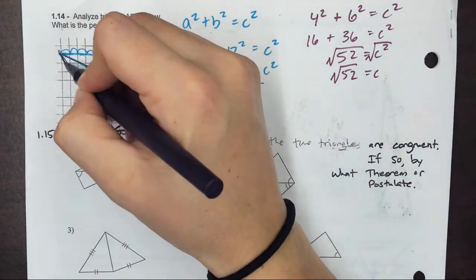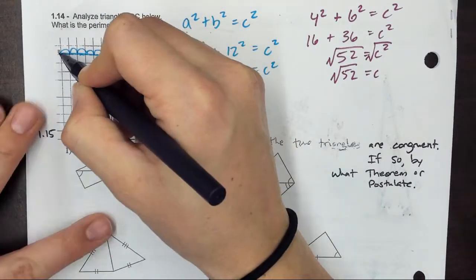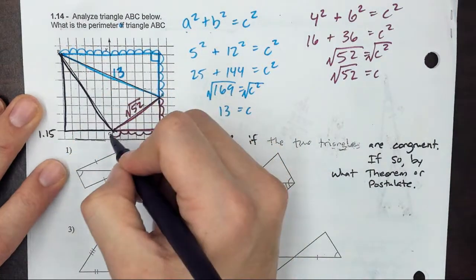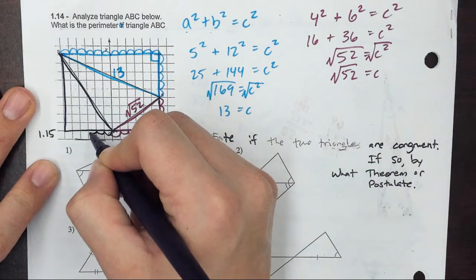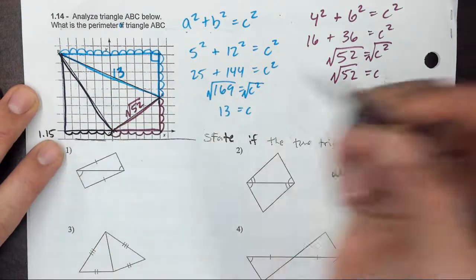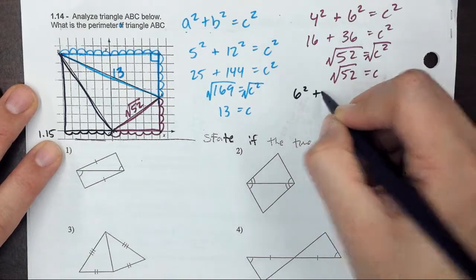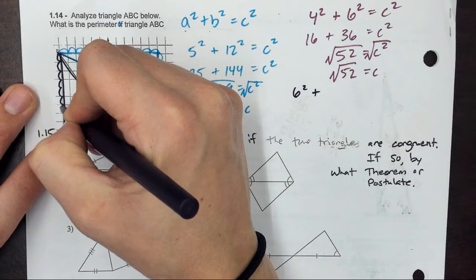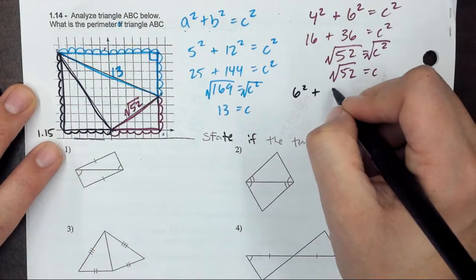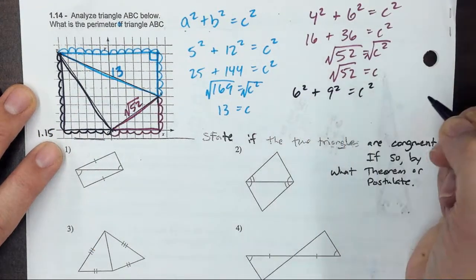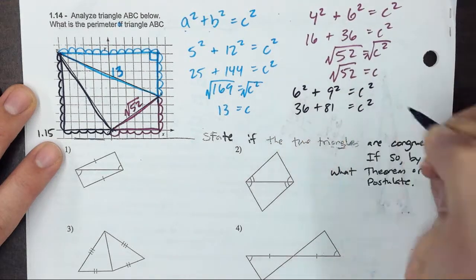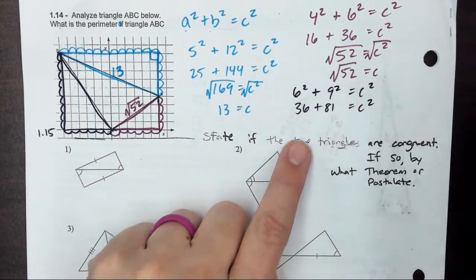Last one, from B to C. Make your right triangle. Figure a and b. 1, 2, 3, 4, 5, 6. 1, 2, 3, 4, 5, 6, 7, 8, 9. That's 36 plus 81 for c squared. Add those together.